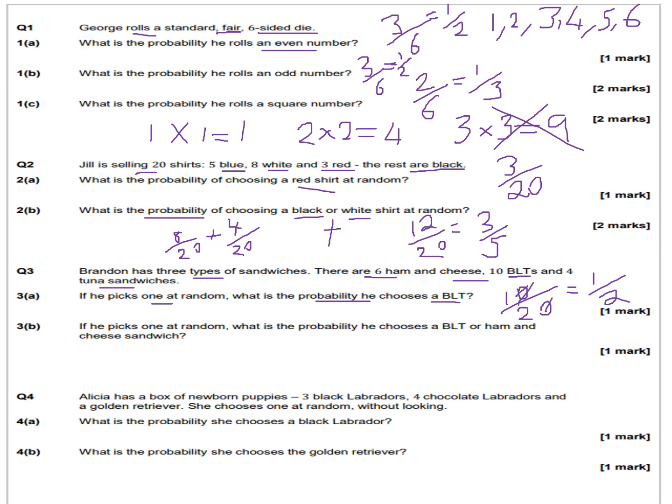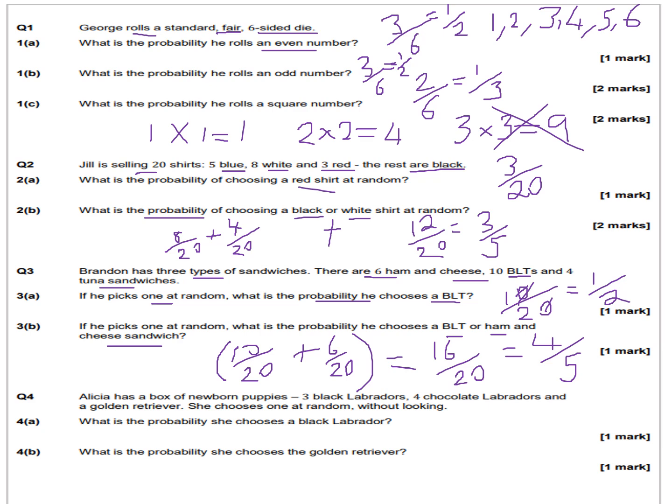For part B, if he picks one at random, what is the probability that he chooses a BLT or ham and cheese sandwich? So BLT is 10/20, or ham, so plus 6/20. And then it says here 'and'. Now the word 'and' means that I actually multiply. Oh sorry, I made a mistake here. It is ham and cheese, going to be together actually. Sorry, should be 16/20, which simplifies to 4/5, dividing top and bottom by 4.